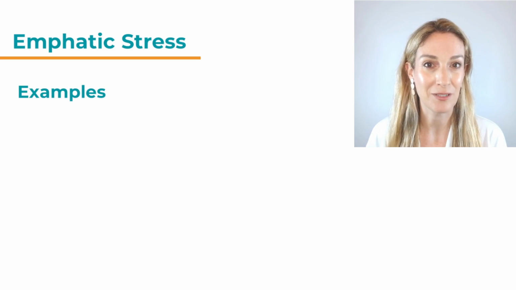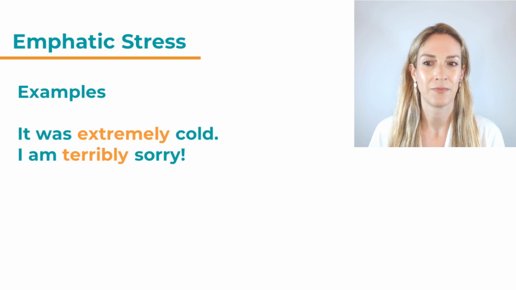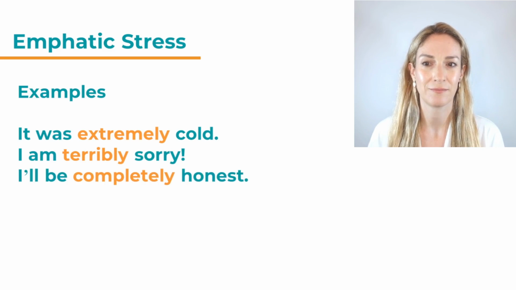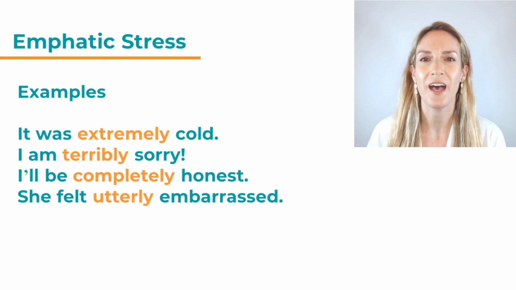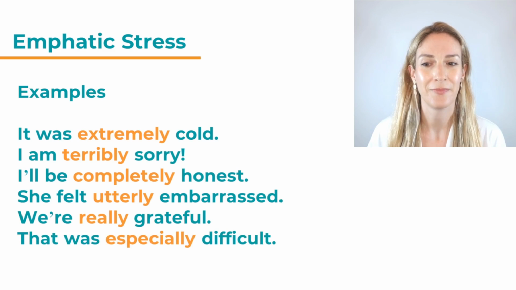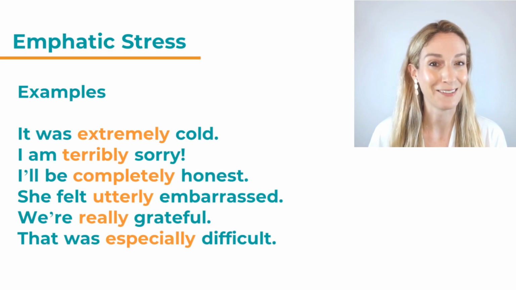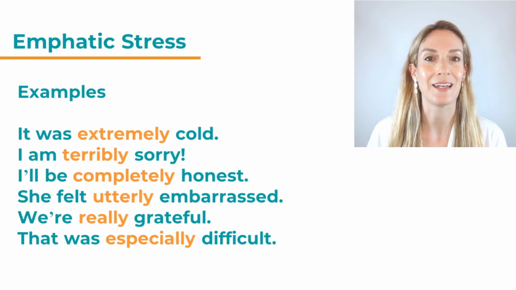Here are some more examples. It was extremely cold. I am terribly sorry. I'll be completely honest. She felt utterly embarrassed. We're really grateful. And that was especially difficult. All the words in orange have emphatic stress. At least they can. The way I pronounced them, they had emphatic stress. Of course, you could also choose not to place stress on these words and instead stress the word, usually the word here that comes afterwards. Most of the time, it is an adjective in my examples.